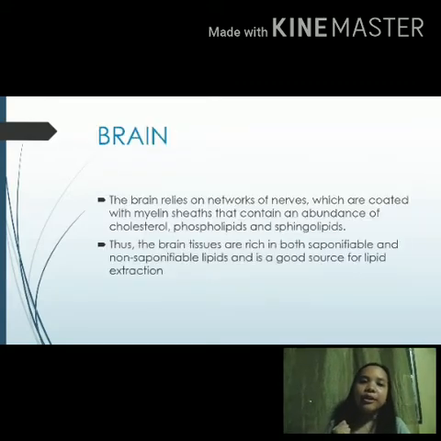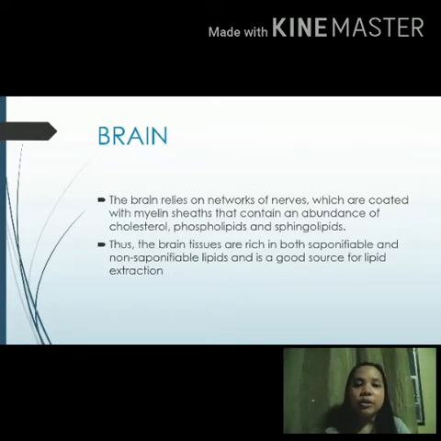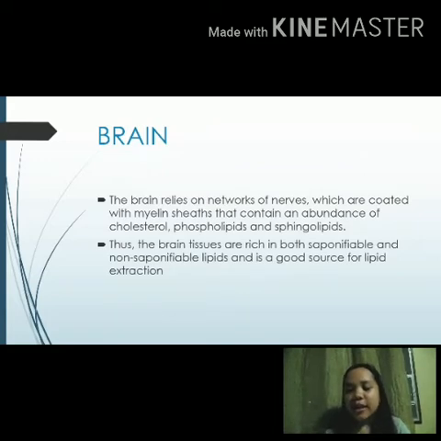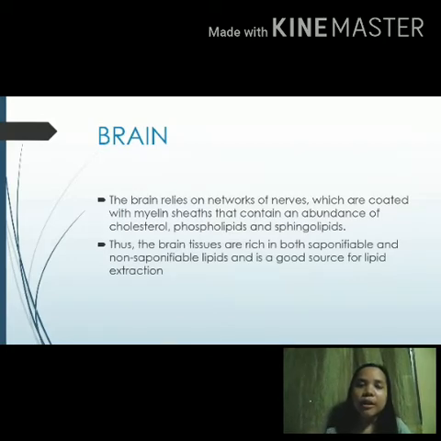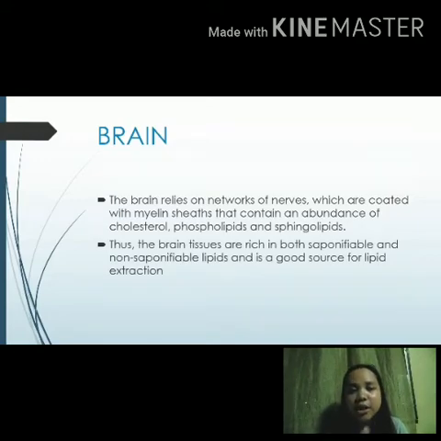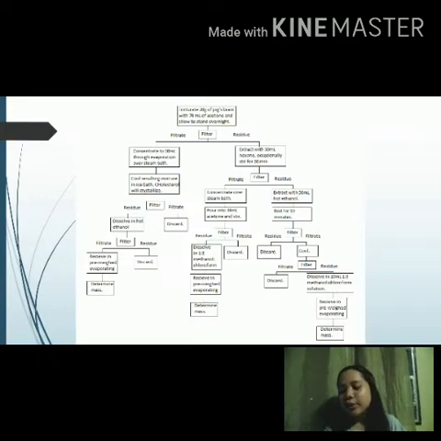Because after defining all three molecules, all three lipids that we are going to extract in this experiment, as you have noticed, they are present in myelin sheaths, and diba, the brain relies on networks of nerves which are coated with myelin sheath, and since all lipids that we want to extract are present in myelin sheath, we are sure that there can be a lot extracted from the brain. So that is why the brain is a good source for lipid extraction. Now, we will go to the procedures of the isolation of cholesterol.